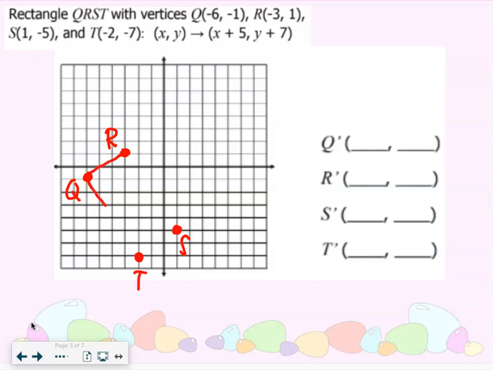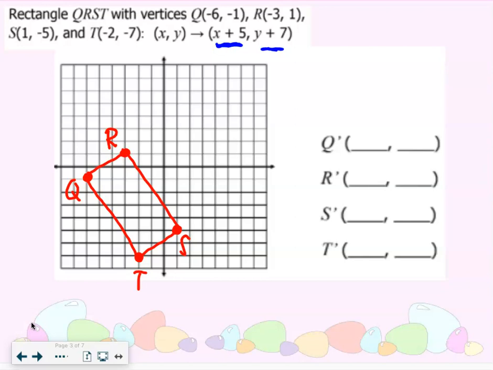Looks like a rectangle to me, right? What does yours look like? Okay, now it's saying we are going 5 to the right and 7 up. So I'm going to take each of my points and go up 5 over 7. I lied. Over 5, up 7.